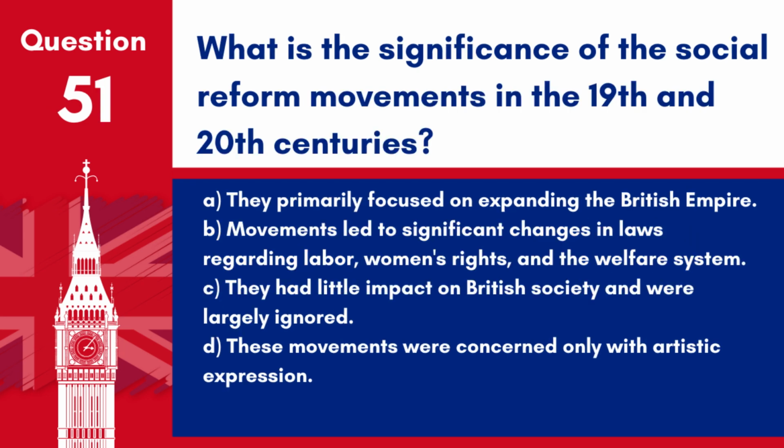Question 51. What is the significance of the social reform movements in the 19th and 20th centuries? A. They primarily focused on expanding the British Empire. B. Movements led to significant changes in laws regarding labour, women's rights and the welfare system. C. They had little impact on British society and were largely ignored. D. These movements were concerned only with artistic expression.